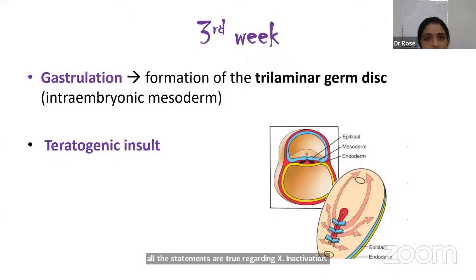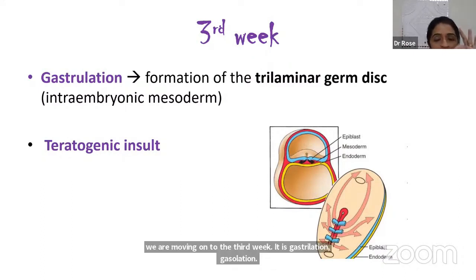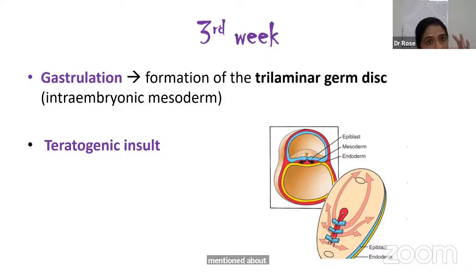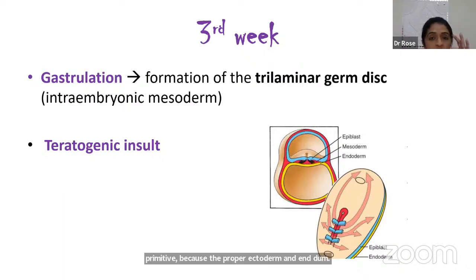Now we are moving on to the third week. It is gastrulation. Gastrulation, the term means formation of the third germ layer. We just mentioned the primitive ectoderm and endoderm. It's primitive because the proper ectoderm and endoderm are formed only after the formation of the intraembryonic mesoderm. Okay, so that point you have to remember. In the second week, you have only primitive ectoderm and endoderm. In the third week, you get all the three main layers: ectoderm, endoderm, and intraembryonic mesoderm.